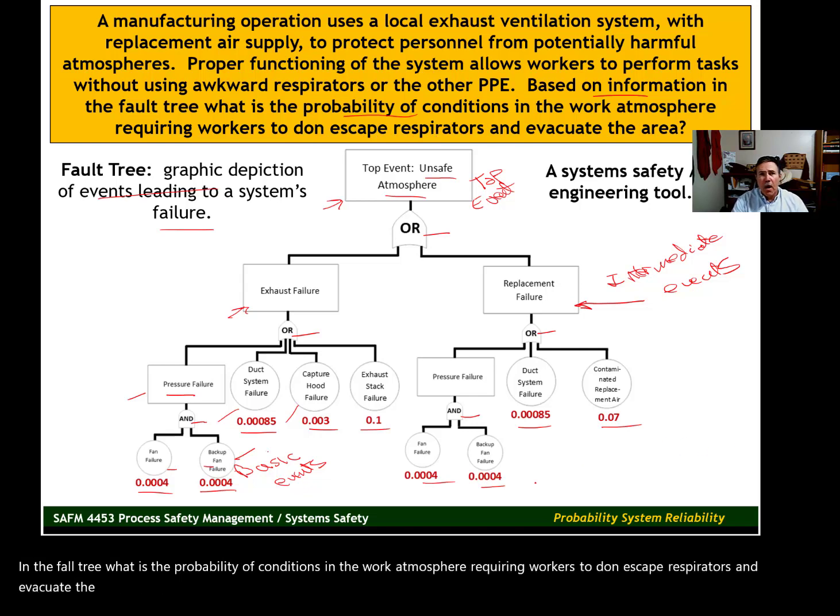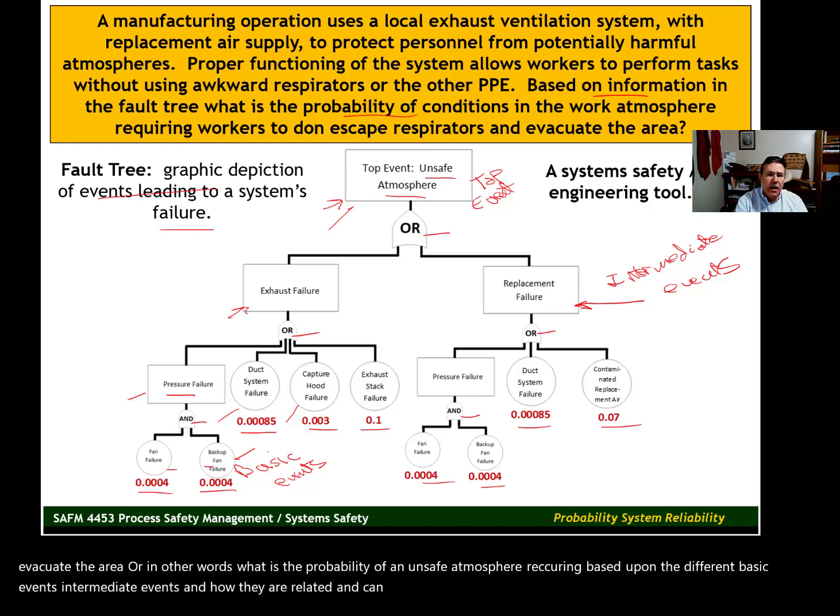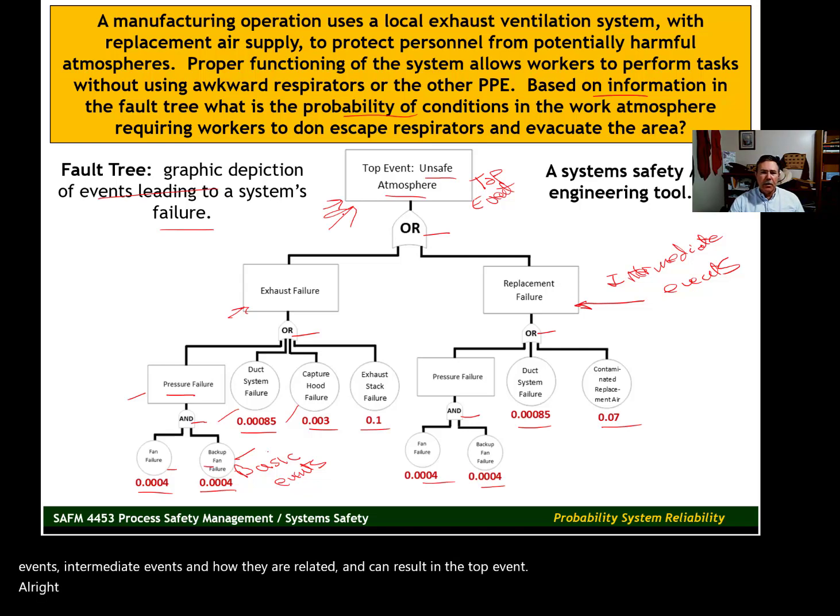Or in other words, what is the probability of an unsafe atmosphere occurring based upon the different basic events, intermediate events, and how they are related and can result in the top event. All right, well, let's go ahead and calculate the probability of an unsafe atmosphere.